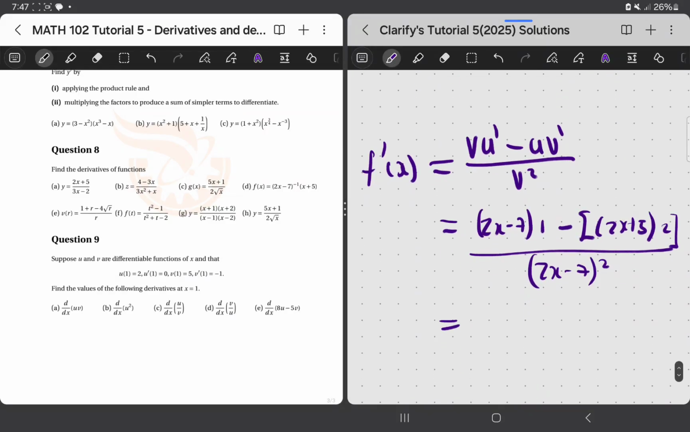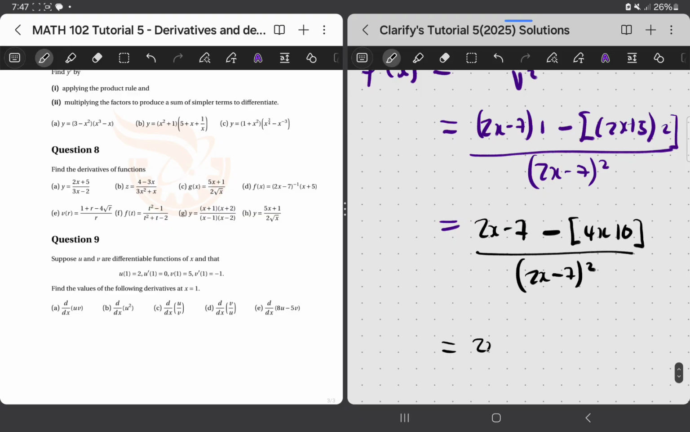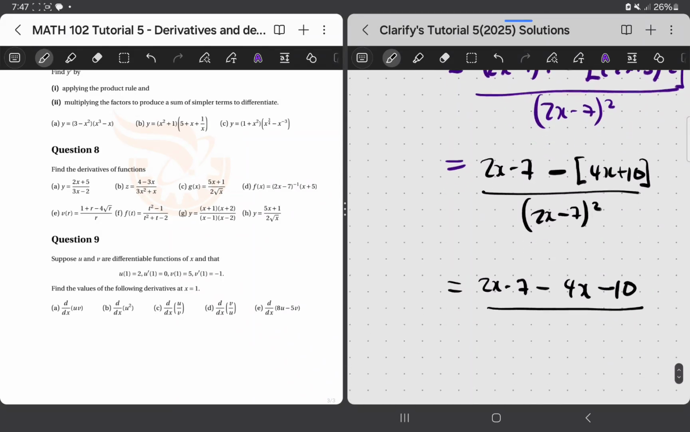This is going to be equal to 1 multiplying 2x minus 7, you get 2x minus 7, minus, we have a big bracket, 2 multiplying (x plus 5). So you say 2 times x, you get 2x, 2 times 5, you get 10. So it's like this, and it's over (2x minus 7) squared. What are we going to get? We'll get 2x minus 7, then minus 2x, then minus 10, all over (2x minus 7) squared.